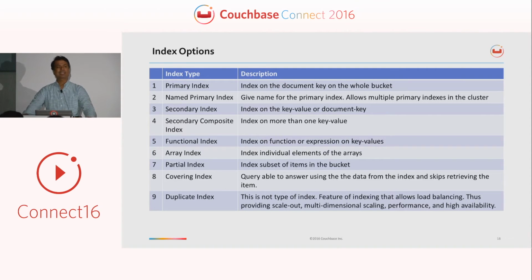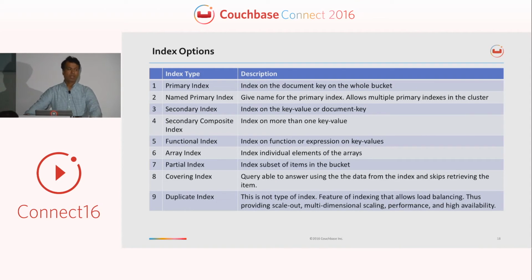So array indexing with Couchbase gives you the ability to index a particular element within an object of an array, no matter how deeply nested it is. You can have arrays of objects, you can have arrays of objects of arrays. You can index a particular value within Couchbase. So that means the index is very efficient and you can get to the data very efficiently.